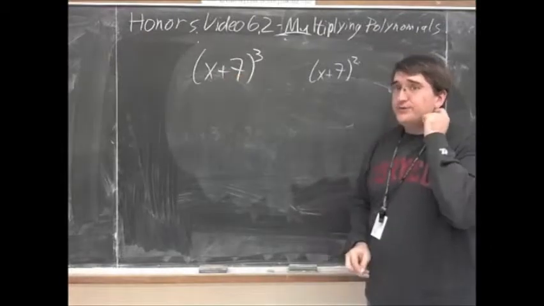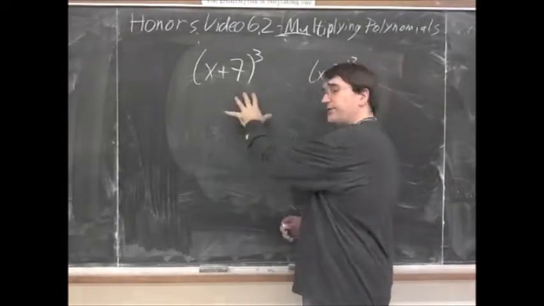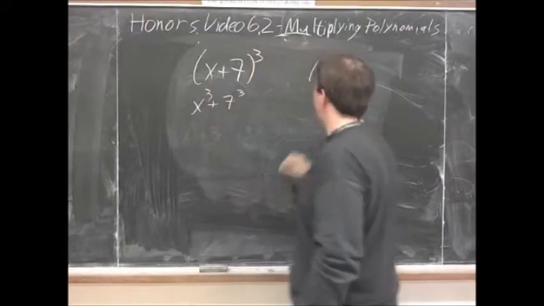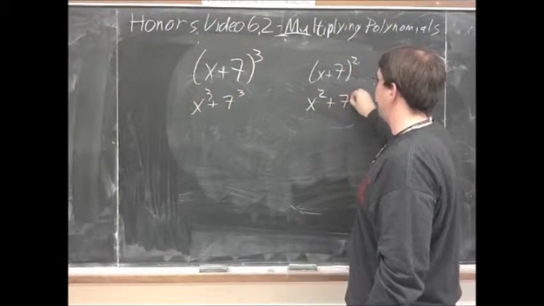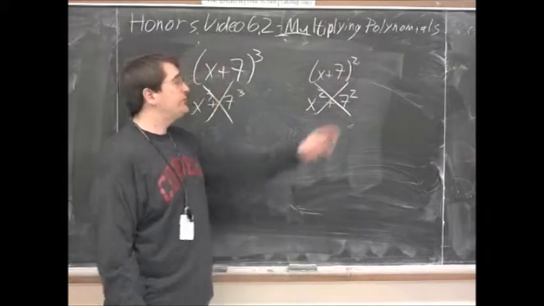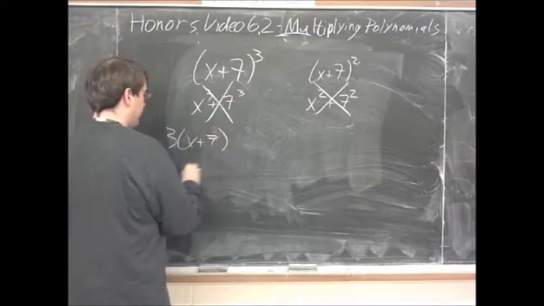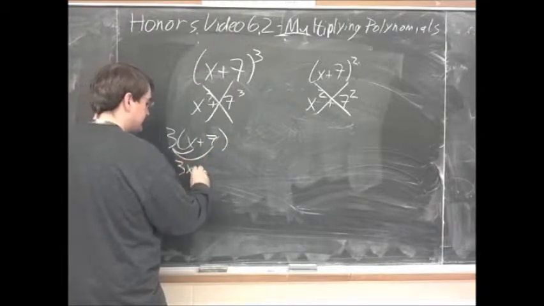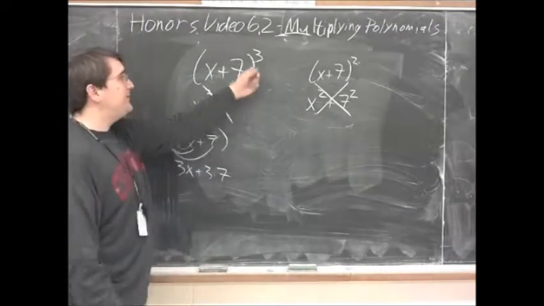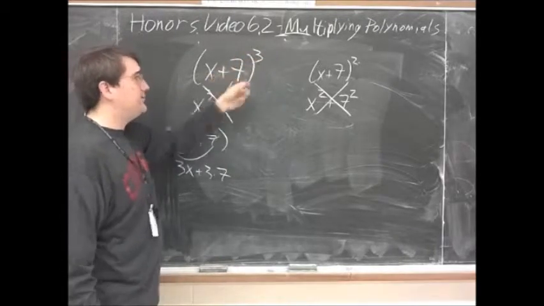What you've got to know, and I can't tell you how many times I've seen students make this mistake: this is not x cubed plus 7 cubed. This is not x squared plus 7 squared. No, no, no. Exponents do not distribute. That's an exponent, not a coefficient. If it's outside, then yes, as we just discussed, you do 3 times x and 3 times 7. That's fine. That's what the distributive property says. But this is not a coefficient. We are not distributing that power.